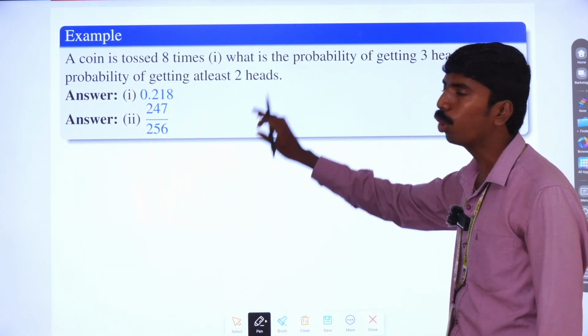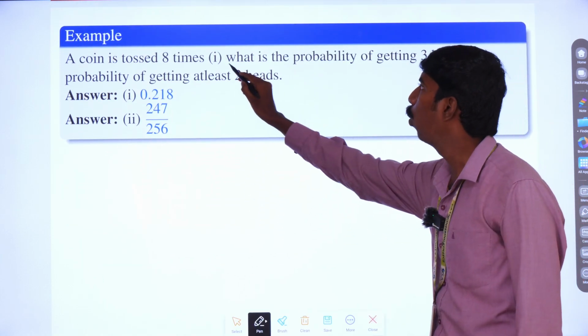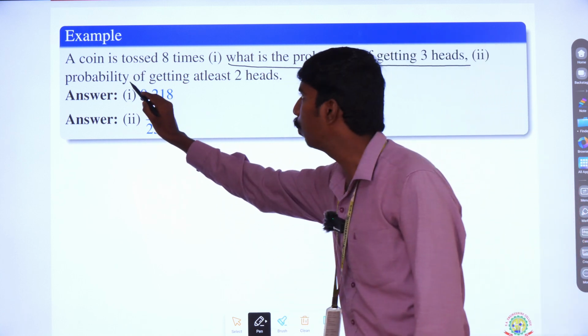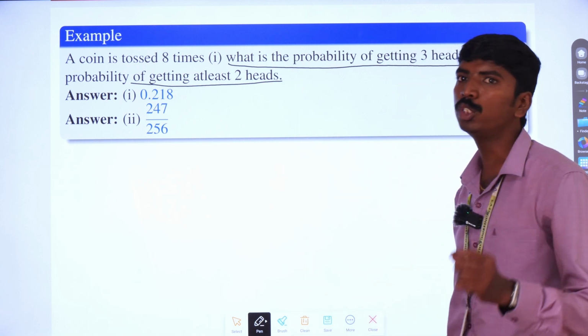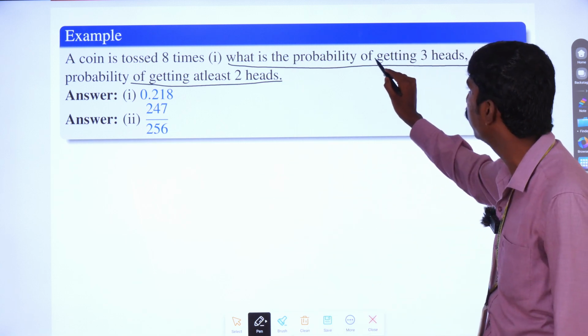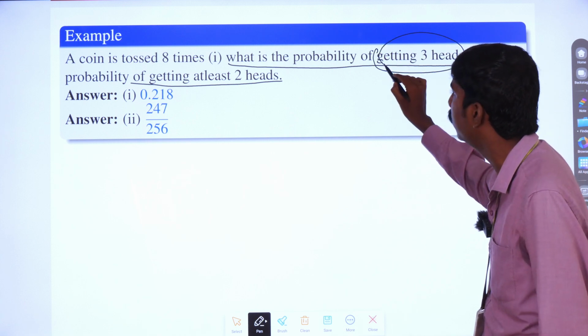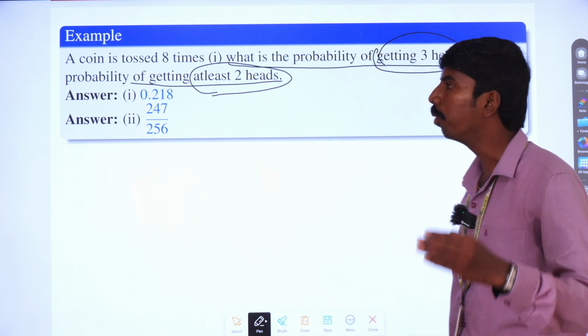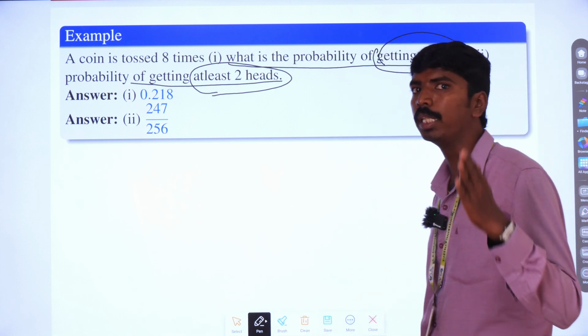A coin is tossed 8 times. What is the probability of getting 3 heads, and what is the probability of getting at least 2 heads? In this example there are two cases, that is, exactly 3 heads and at least 2 heads. So you can try to remember the formula.